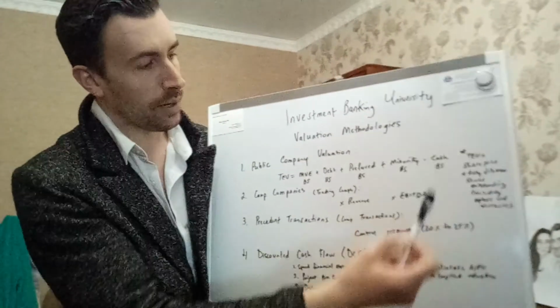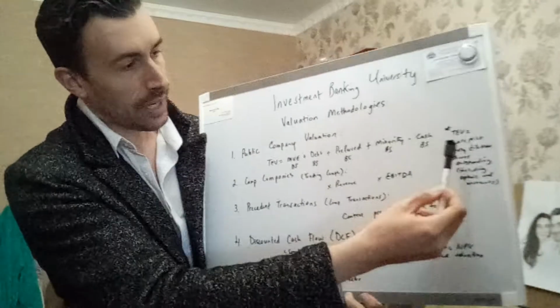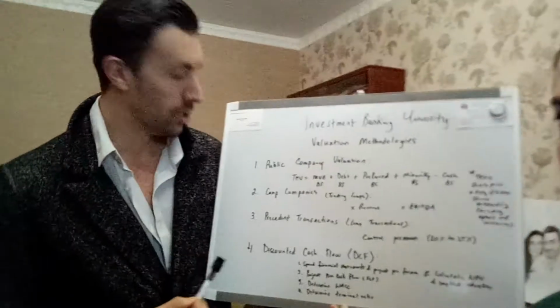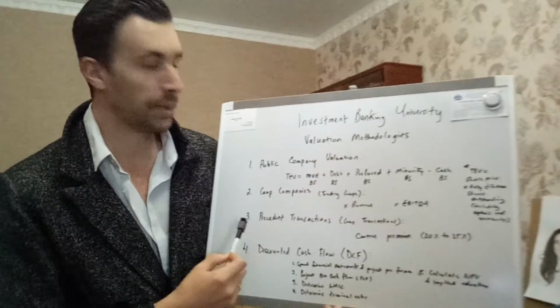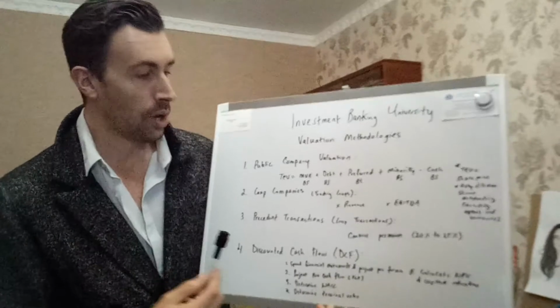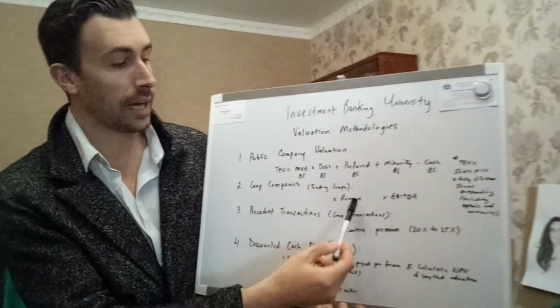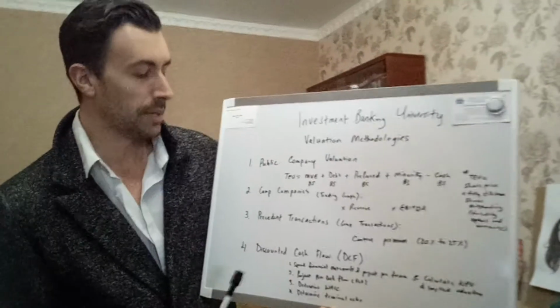In terms of the total enterprise value, we're taking a look at the share price times fully diluted shares outstanding, and that includes options and warrants. As we're going down to the next valuation methodology, which is known as comp companies or trading comps, we're actually going to be looking at multiples associated with times revenue and times EBITDA.